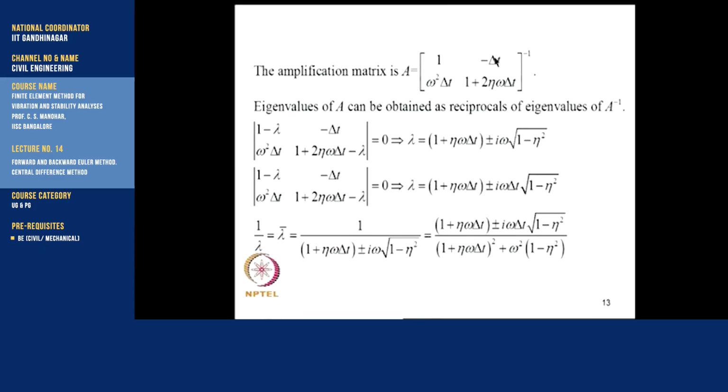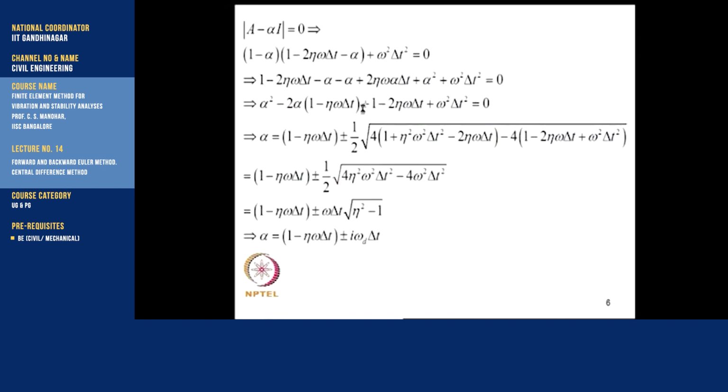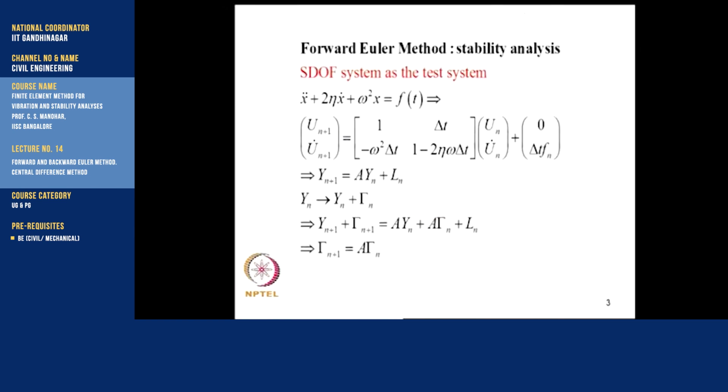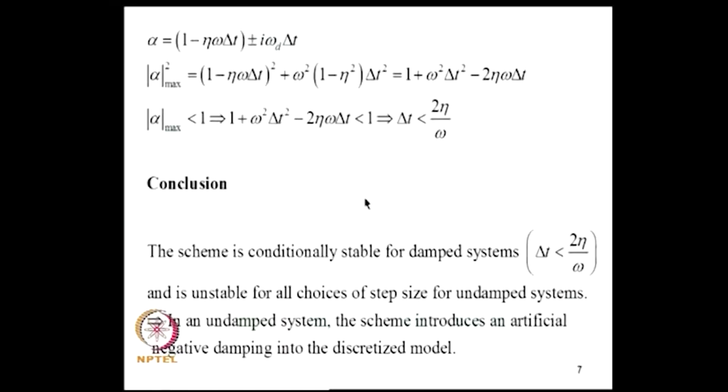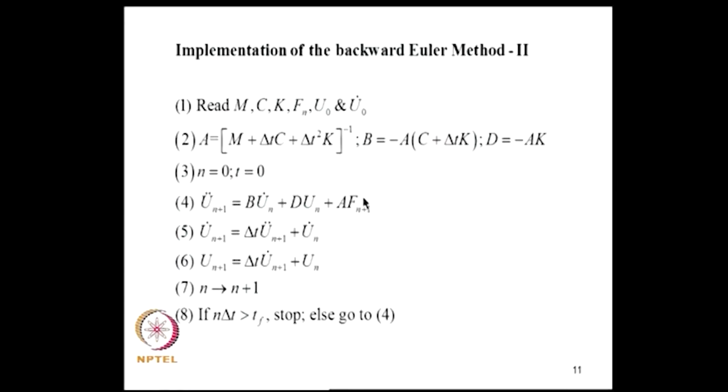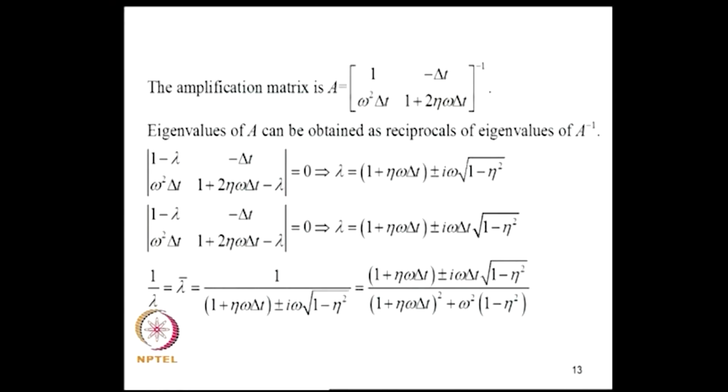Now, this matrix we have already encountered in the application of the forward difference scheme. So, we have found eigenvalues of A there. Now, we want the eigenvalues of the inverse of that. So, we can see that eigenvalues of A can be obtained as reciprocals of eigenvalues of A inverse. You can verify why that is true.